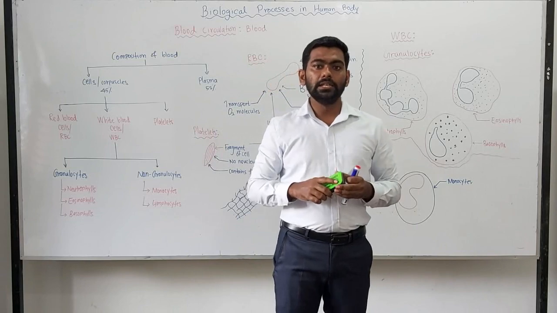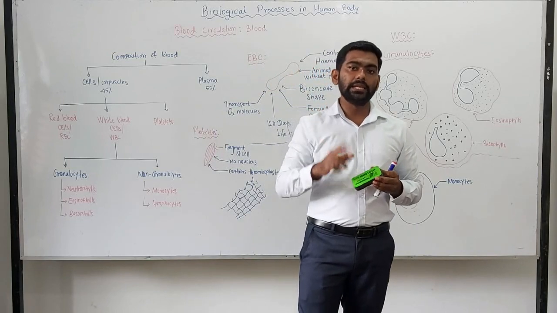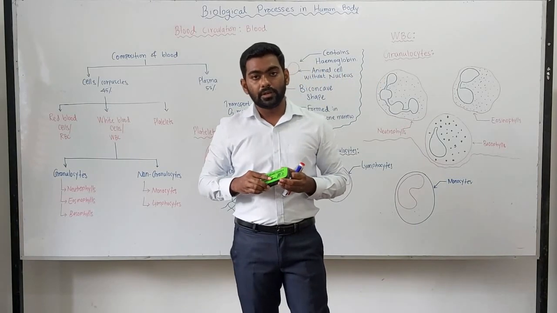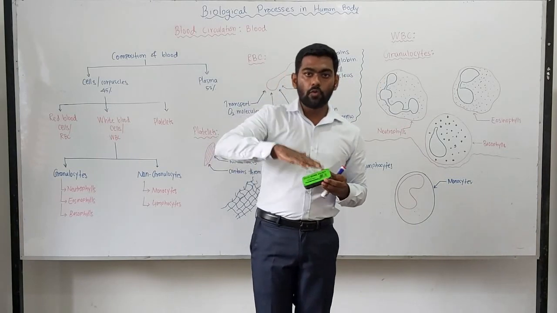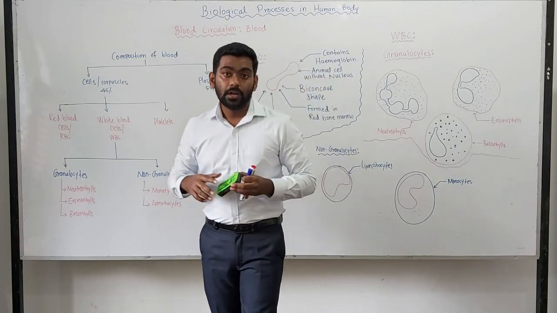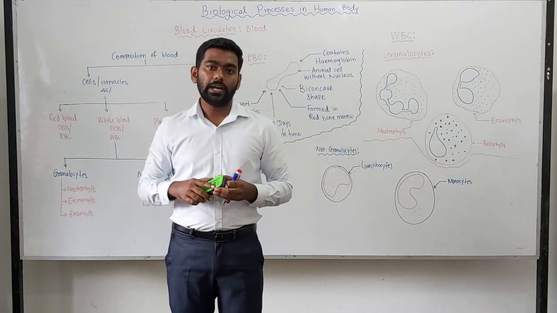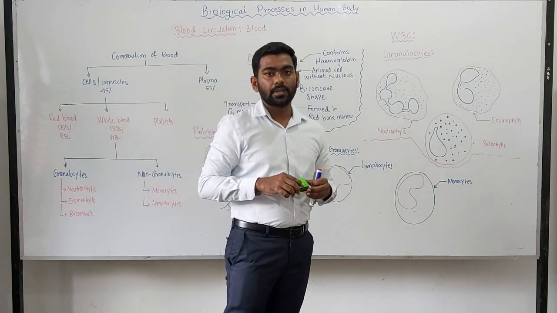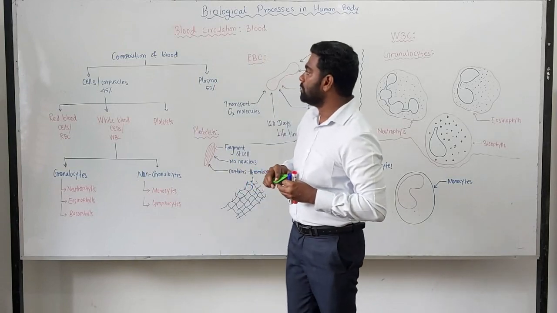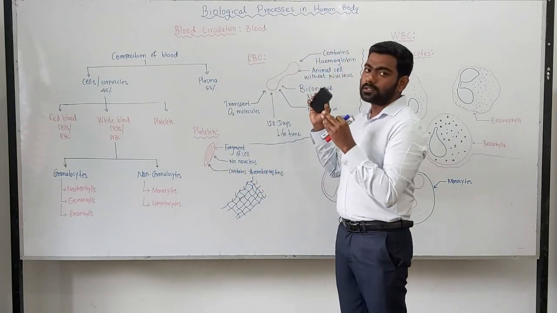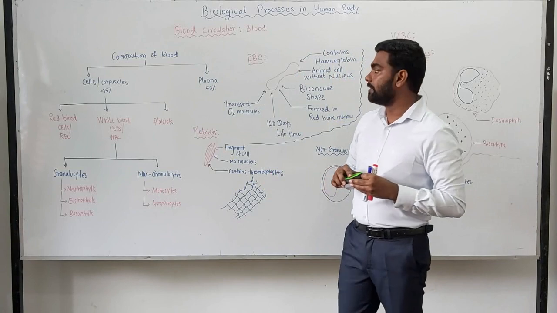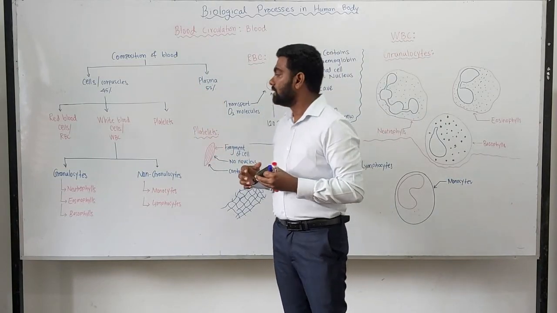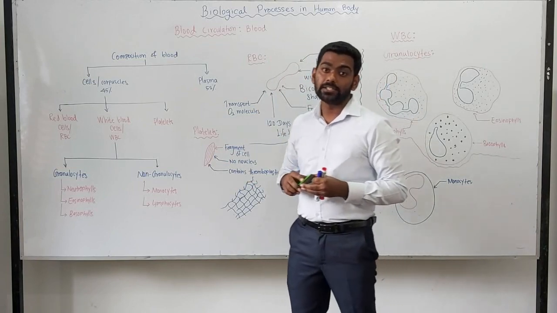And very clearly, you are able to see two layers after centrifuging blood. The lower part is made up of particles, and the upper part is made up of a pale yellow colored liquid. So here we can divide them into two different components according to that evidence. One is corpuscles, that means the particles, and the other one is plasma, that is the liquid part.